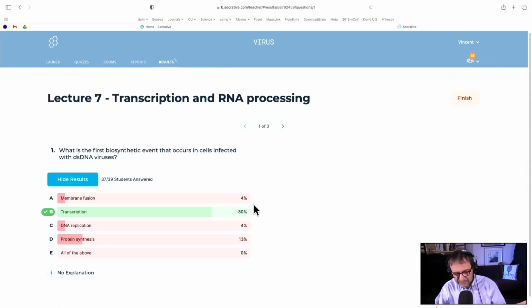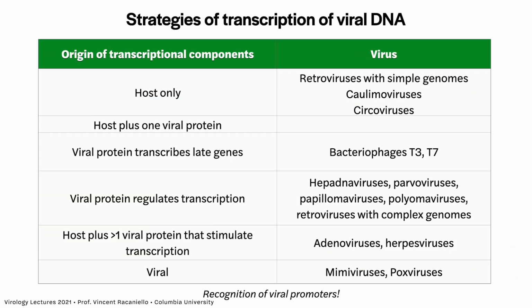Well, it certainly isn't membrane fusion. There's nothing being synthesized there. It's not DNA replication. That can only happen when you make an mRNA for a protein first. And it's not protein synthesis. It is mRNA synthesis. Now, this table gives you a nice summary of the ways that transcription occurs in different DNA virus-infected cells, from very simple to more complicated. So here we have the origin of the transcriptional components and some examples of viruses here.